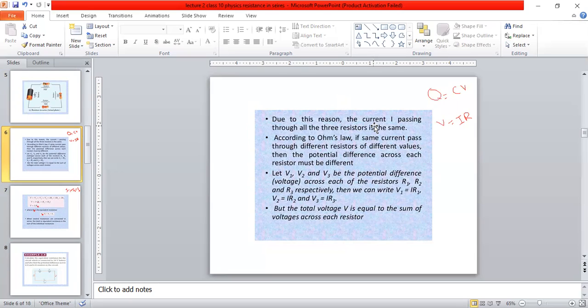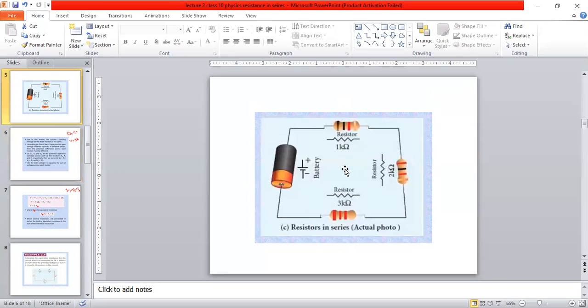Current I through all resistors is the same according to Ohm's law. If the same current passes through resistors of different values, the potential difference across each must be different, because, note in the figure, the amount of resistance is not the same. This is 1 kilo ohm, 2 kilo ohm, 3 kilo ohm. It means each resistance provides a different amount of resistance to the free electrons.